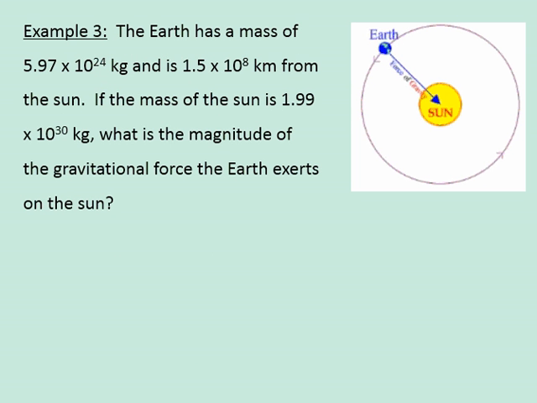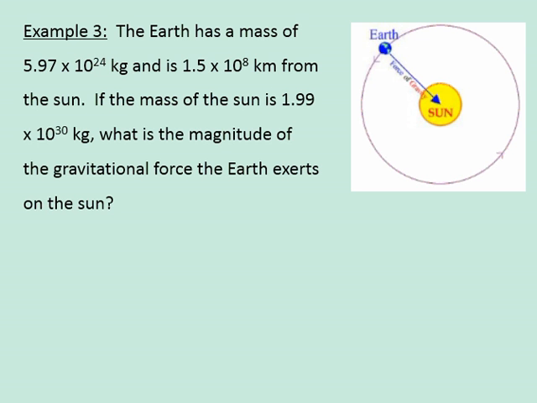Okay, with that, let's do one more example. We have the Earth that has a mass of 5.97 times 10 to the 24th kilograms, the Sun, and the distance between them. Most of the time, unless you're told that it's not the distance between their centers, say you're told it's the distance between their surfaces, you can be pretty sure that a problem gives you the distance between the centers of the objects.